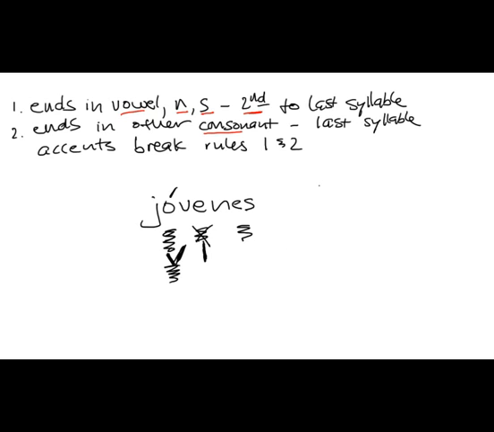Not all. For example, we had the word casa. Stress was here. Casa. Make it plural, add an s. Vowel, N, R, S. Stress is still here, still fits the rule. Casas. Don't add a written accent.